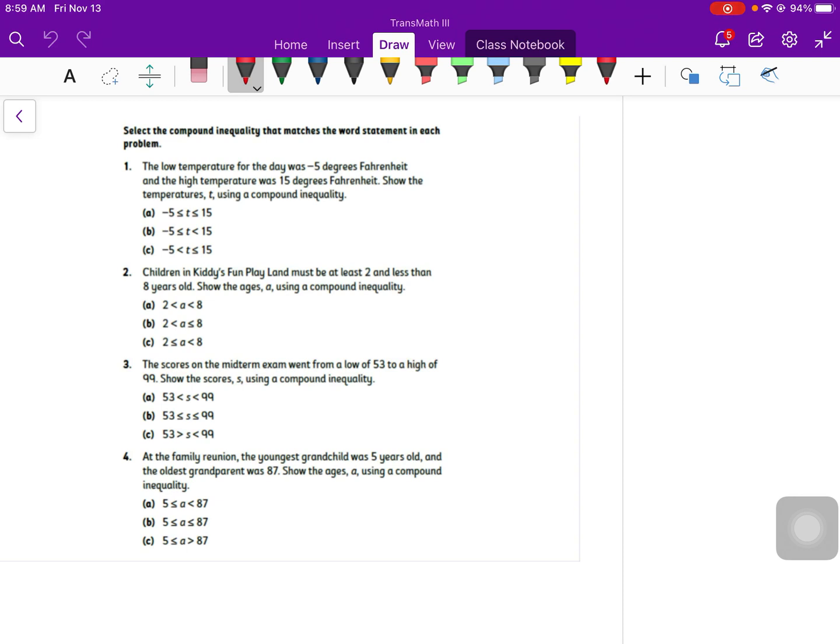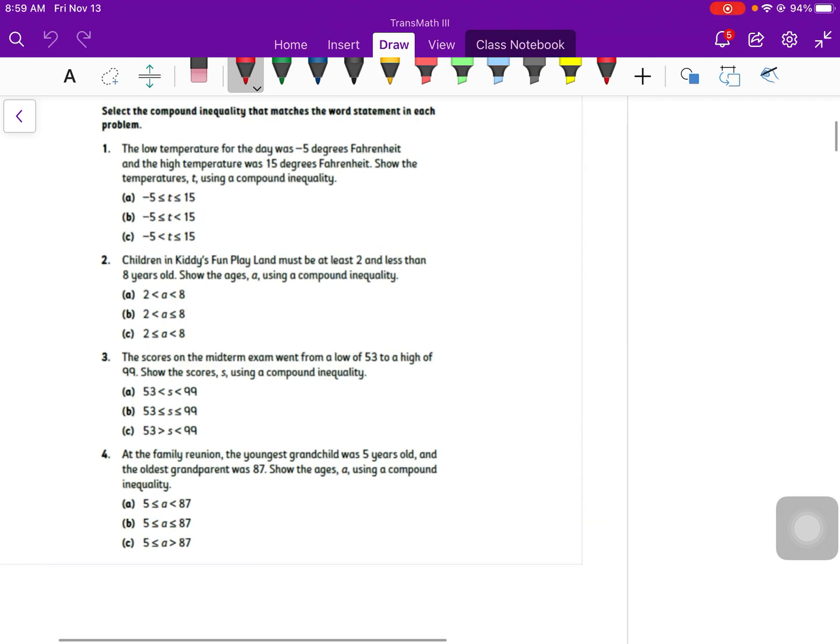So number 1, the low temperature for the day was -5 and the high temperature was 15. Show the compound inequality using the variable t for temperature. It was -5, it was 15, so A is my answer because those are both or equal to. Number 2, children in Kitty's fun playland must be at least 2 and less than 8 years old. Show the ages A using a compound inequality. They can be 2, they cannot be 8.